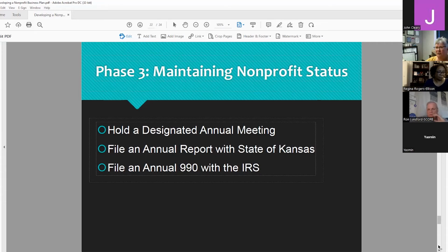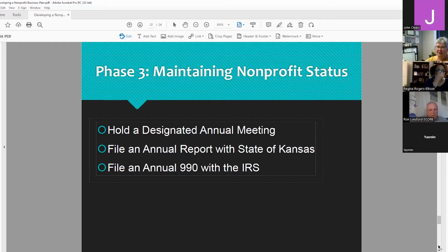Pay your $40. That's what it costs here to file that annual report in Kansas. Pay your $40, file that annual report, put it on your calendar, go back and do it every year. I'm always amazed when I go both to the IRS website to look up something or the state of Kansas website, how many churches have lost their nonprofit status because they didn't do these simple things. And that always worries me a lot.